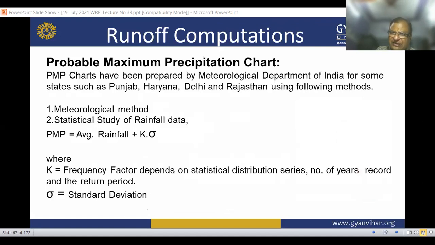A probable maximum precipitation chart. So PMP charts have been prepared by the Meteorological Department of India for some states such as Punjab, Haryana, Delhi and Rajasthan using the following method: meteorological method, statistical study and rainfall data.